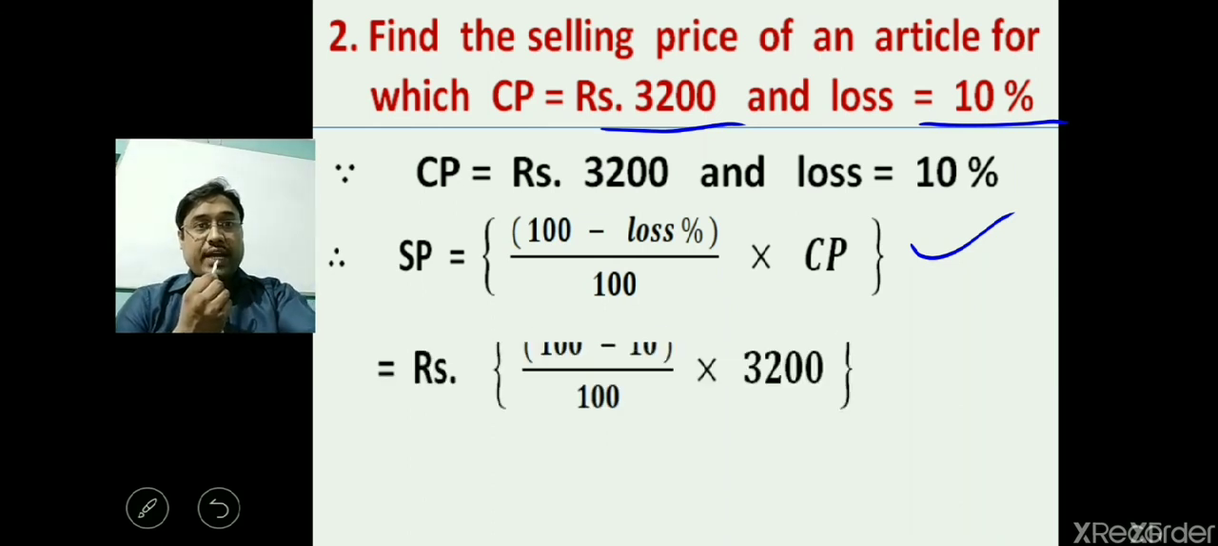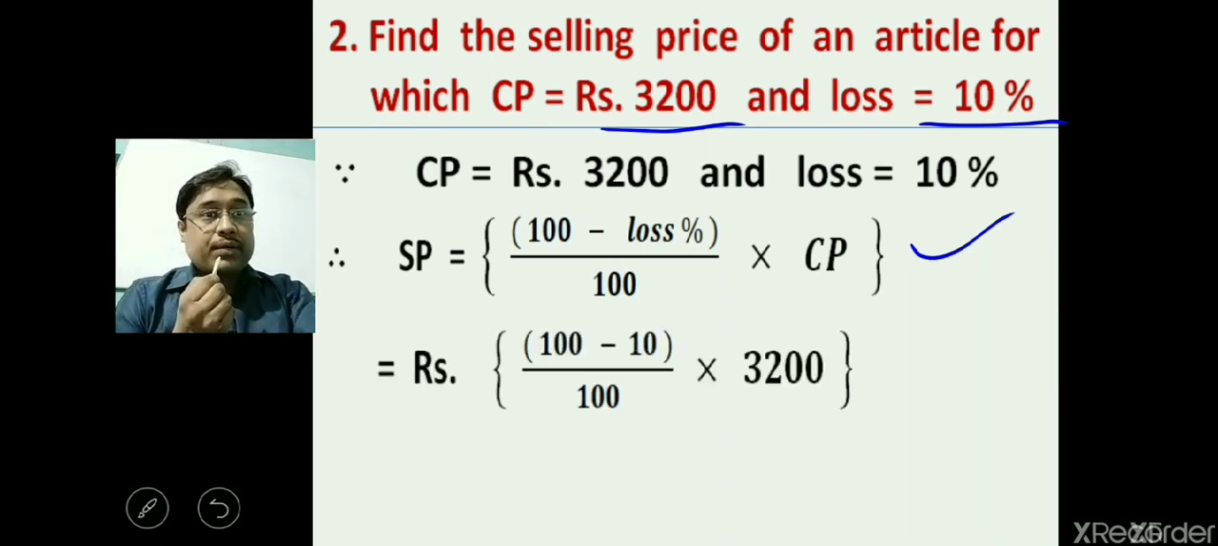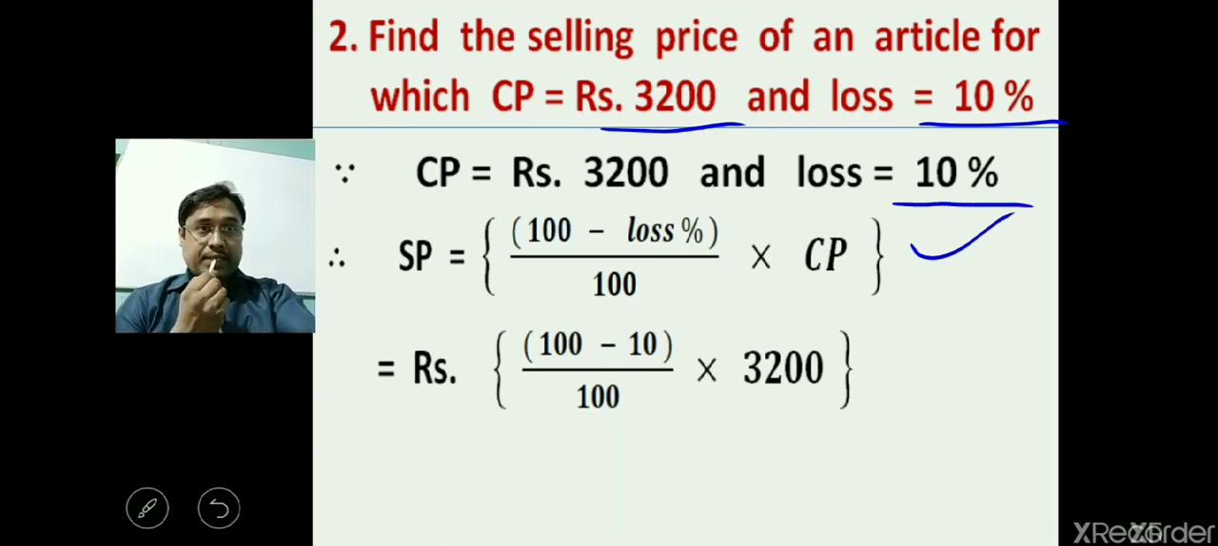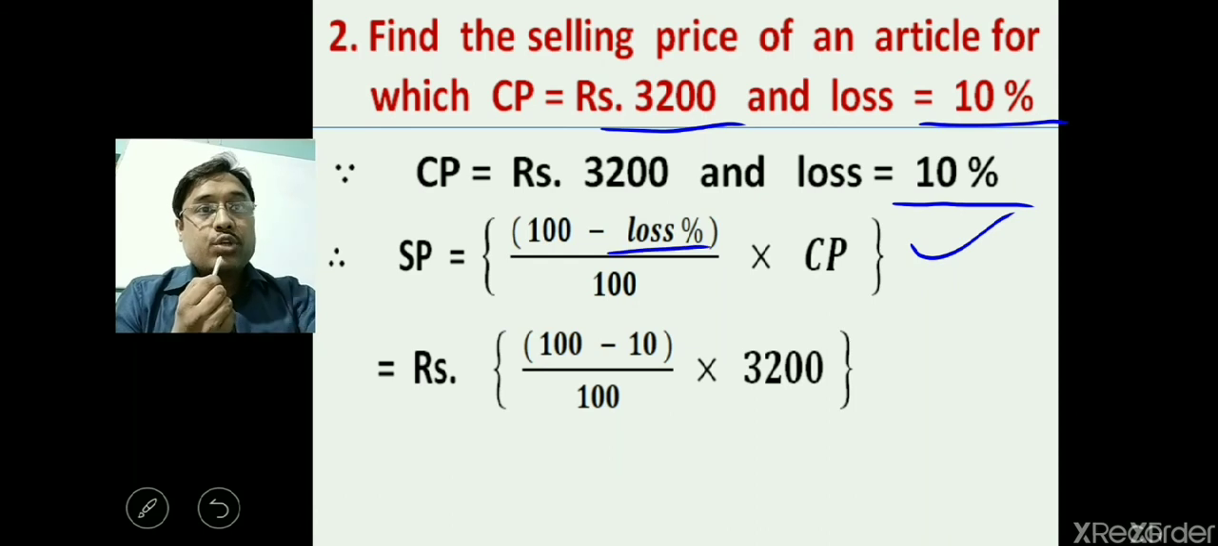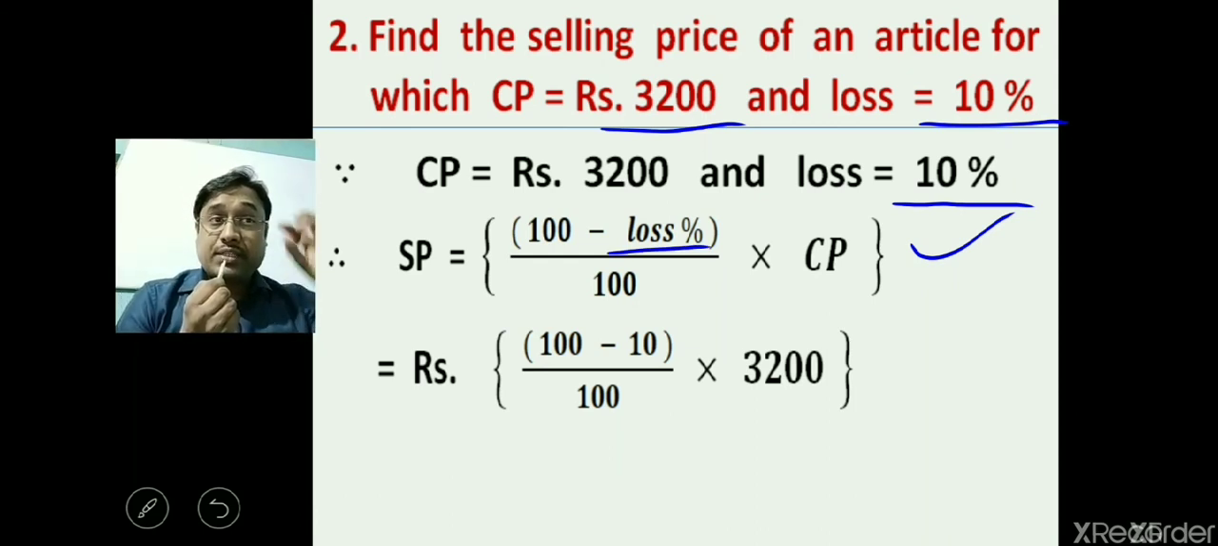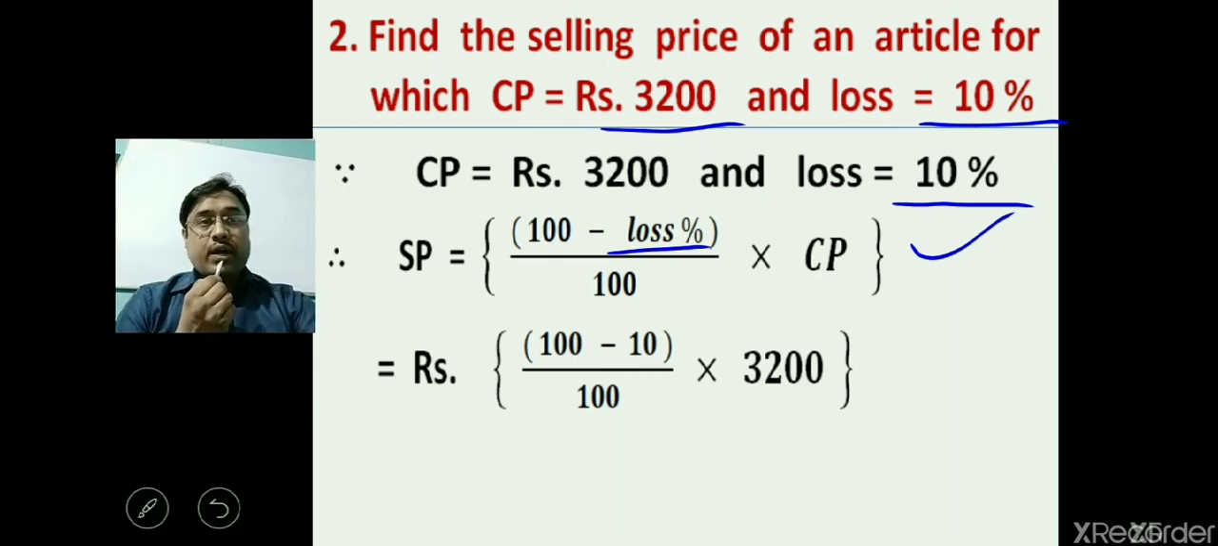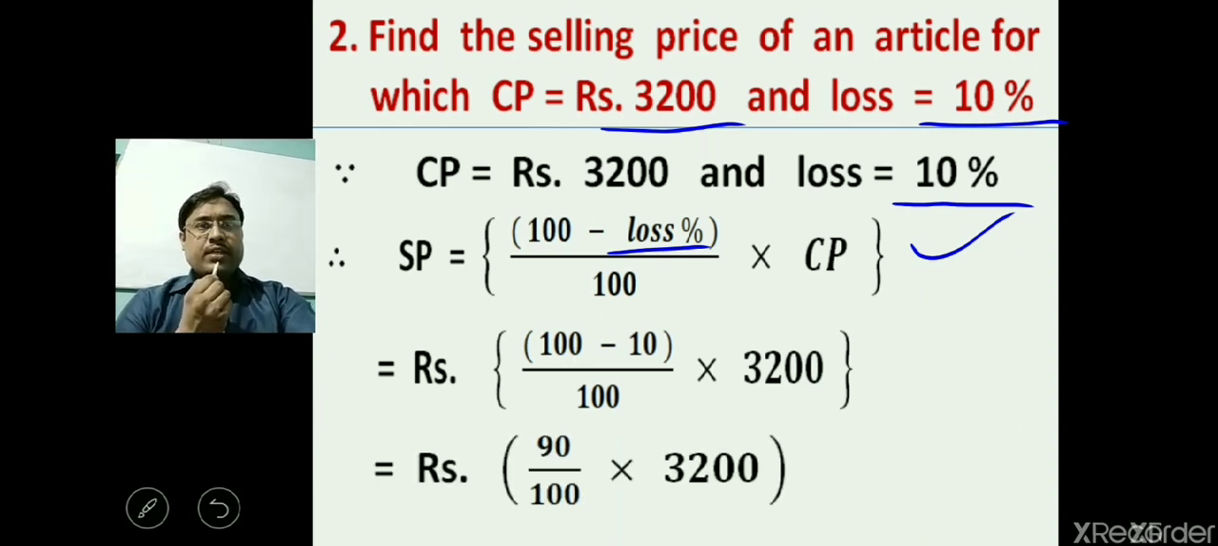So you will write 100 minus 10, because the loss percent value is 10. At the place of loss percent you will write 10 only. You will not use 10%. Loss percent means the value of loss percent. So 100 minus 10 by 100 into 3200. 100 minus 10 is 90, means 90 by 100 into 3200.